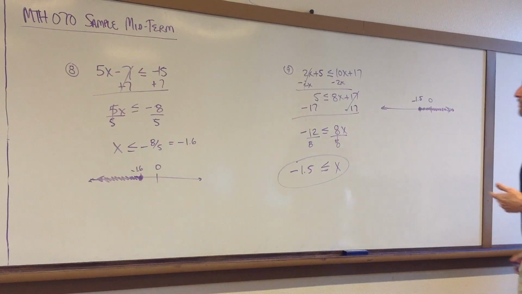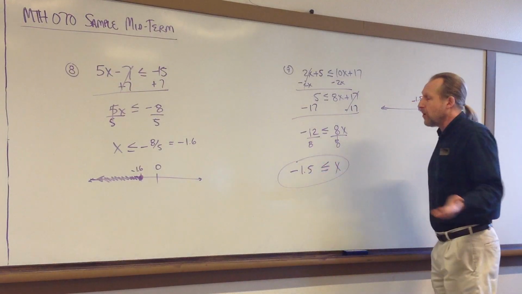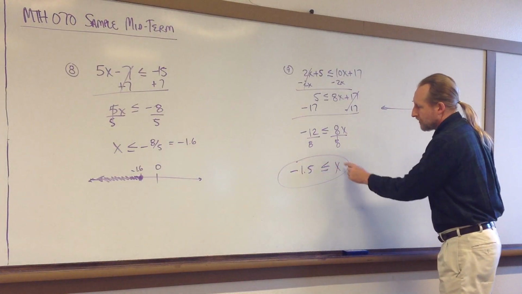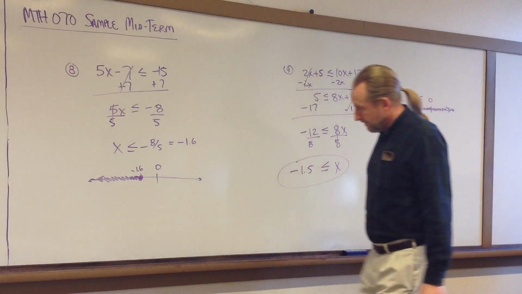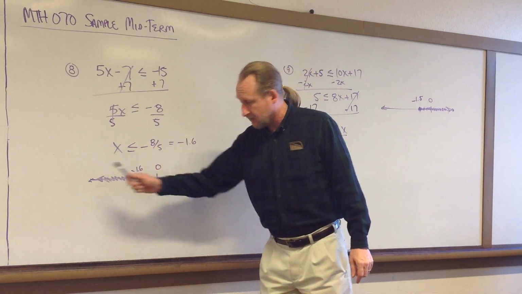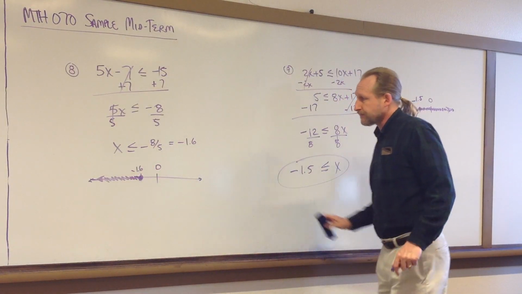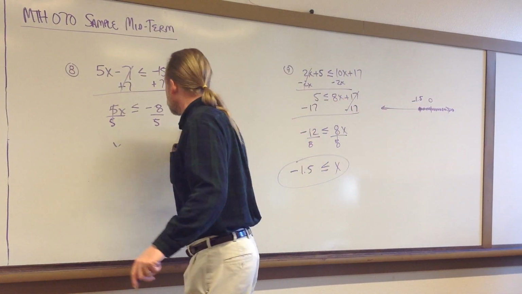And remember, it points at whatever is smaller, right? This opening is larger, so the x has got to be bigger than that negative 1.5. Same thing over here. It's pointing at the x, and so the x's will be smaller than that negative 1.6.